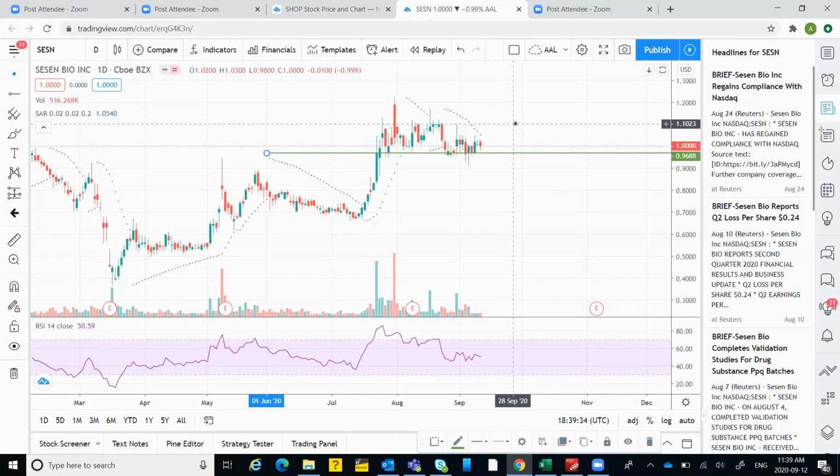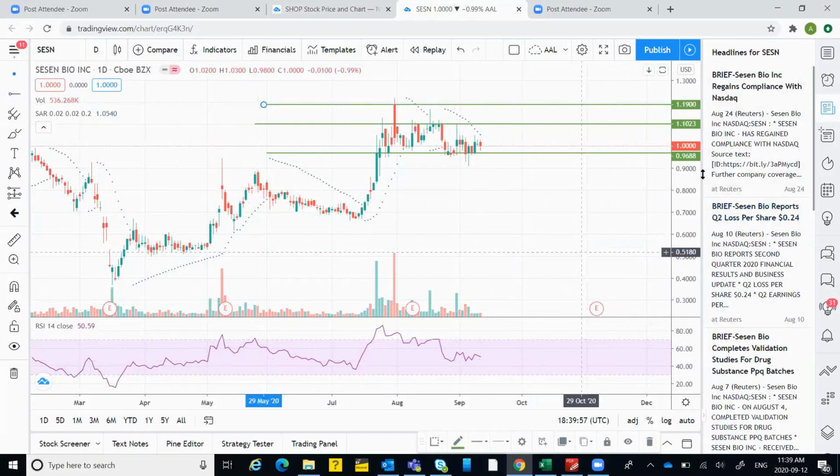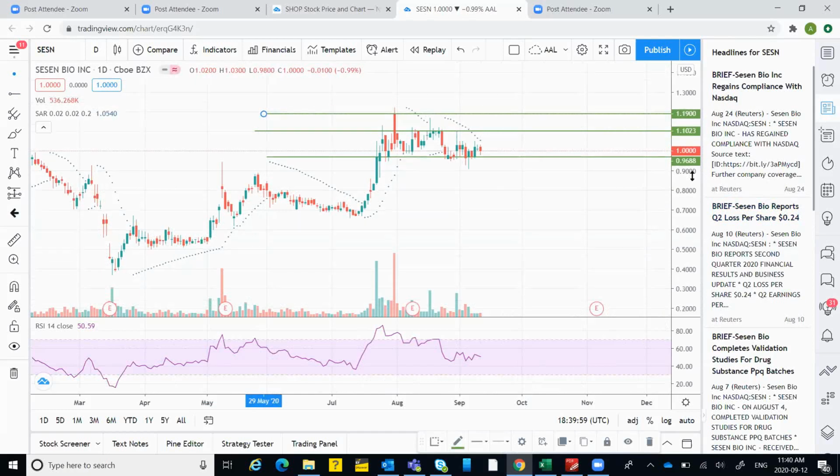You can get up to this level, 1.1, easily. And as soon as this 1.1 is reached, you will be positive. And then you have 1.18 or 2 here. So I think you're safer here. No need to worry about this. Just hold on to it. So you can get a good outcome here.